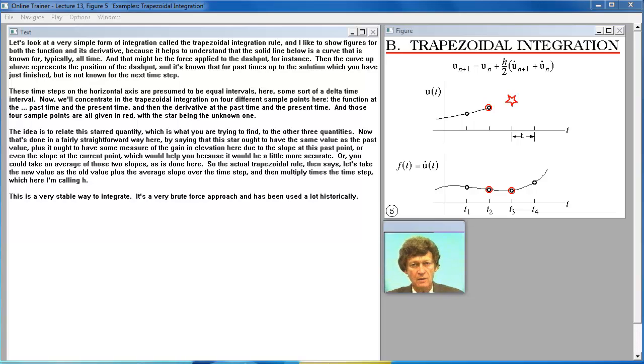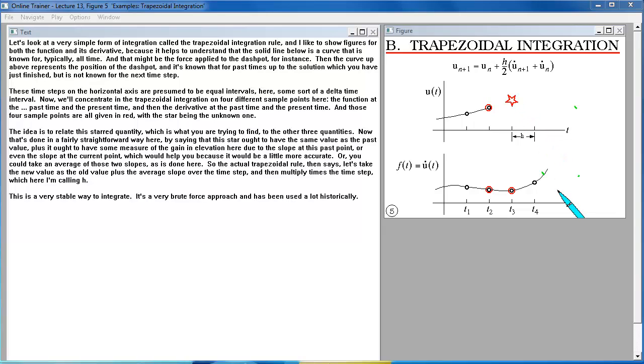Let's look at a very simple form of numerical integration called the trapezoidal integration rule. And I like to show figures for both the function and its derivative because it helps you understand that the solid line below is a curve that is known for typically all time, and that might be the force applied to the dashpot, for instance. Then the curve up above represents the position of the dashpot, and it's known for past times up through the solution which you have just finished, but is not known for the next time step.